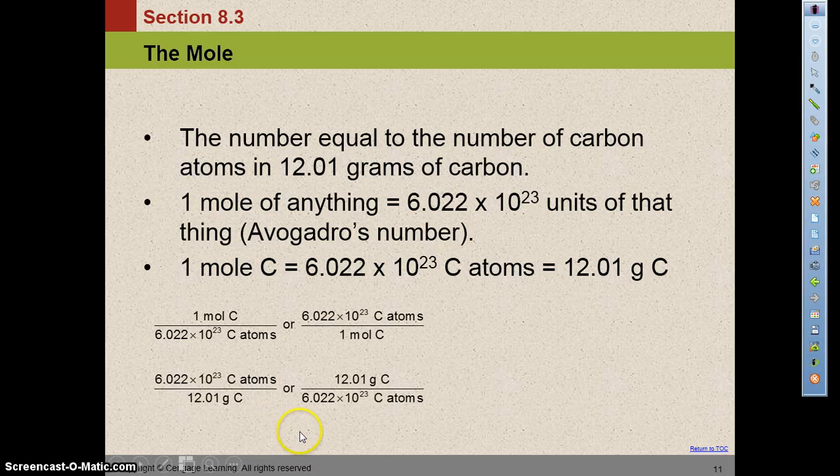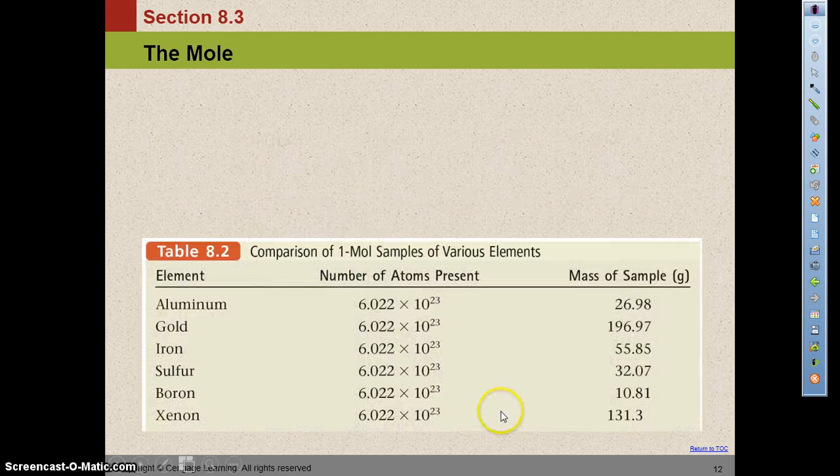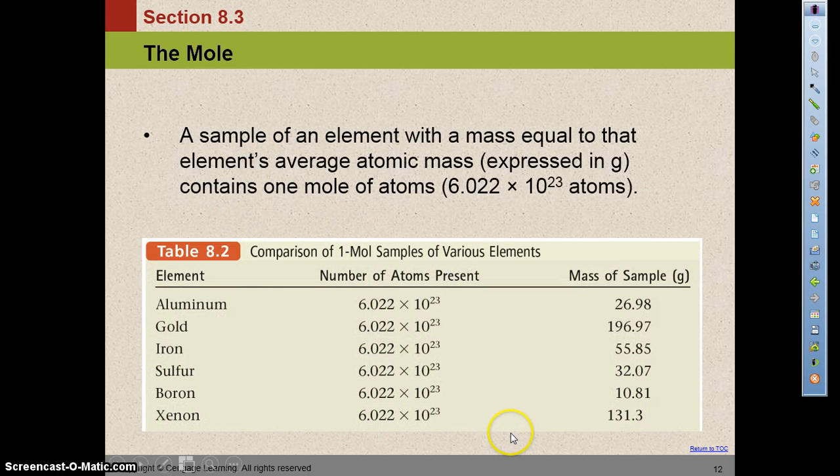So there are a lot of different conversion factors we can take away from this because these are all equivalent. I can say 1 mole over Avogadro's number of atoms, or flip that. I can say Avogadro's number over 12.01 grams, or flip that. Or I could say 1 mole of carbon is 12.01 grams, or flip that. A lot of different sets of equivalents that we can get out of this information from the periodic table.